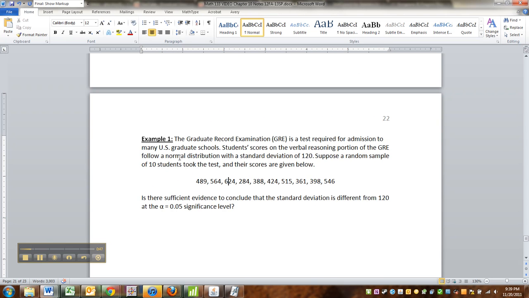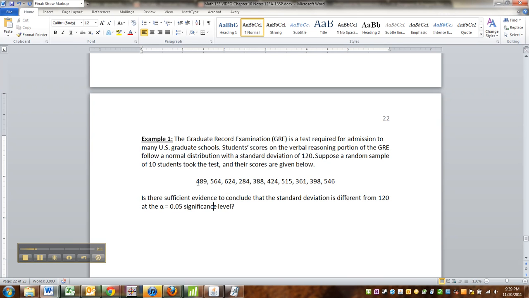So let's do it, shall we? All right, so the Graduate Record Examination is a test required for admission to many U.S. graduate schools. Students' scores on the verbal reasoning portion of the GRE follow a normal distribution with a standard deviation of 120. Suppose a random sample of 10 students took the test and their scores are given below. Is there sufficient evidence to conclude that the standard deviation is different from 120?